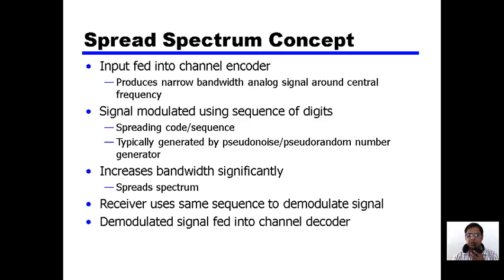The signal is modulated using a sequence of digits. The signals are modulated through the sequence, and the spreading code sequence spreads the signals by using some technique. This code sequence is typically generated by a pseudo random noise number generator.